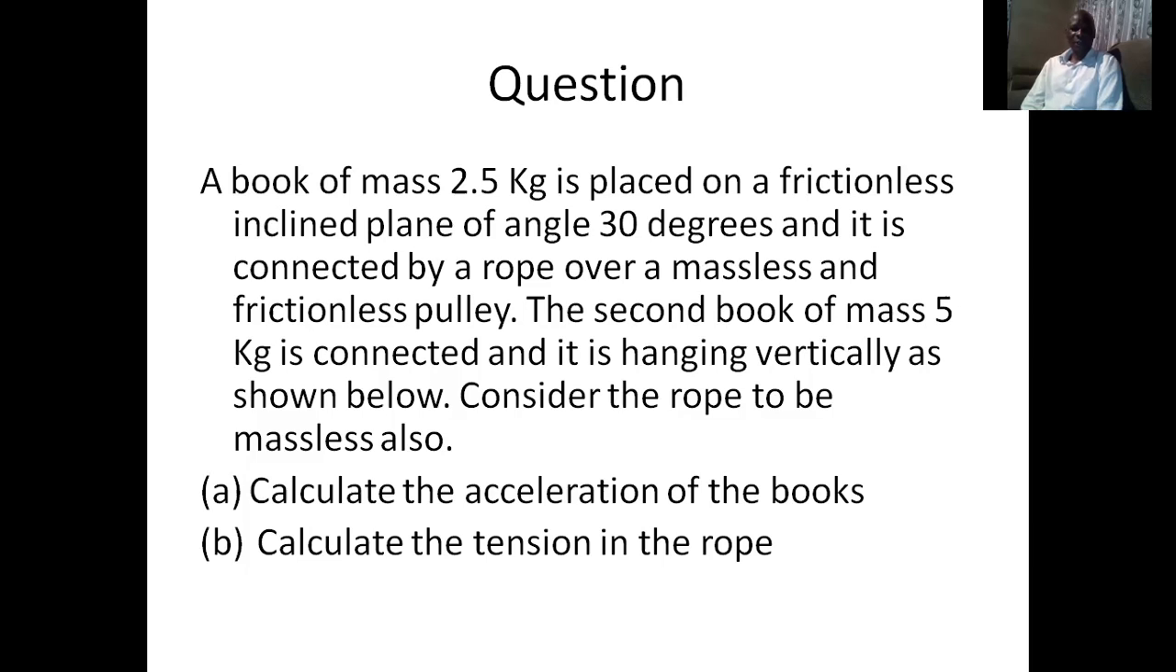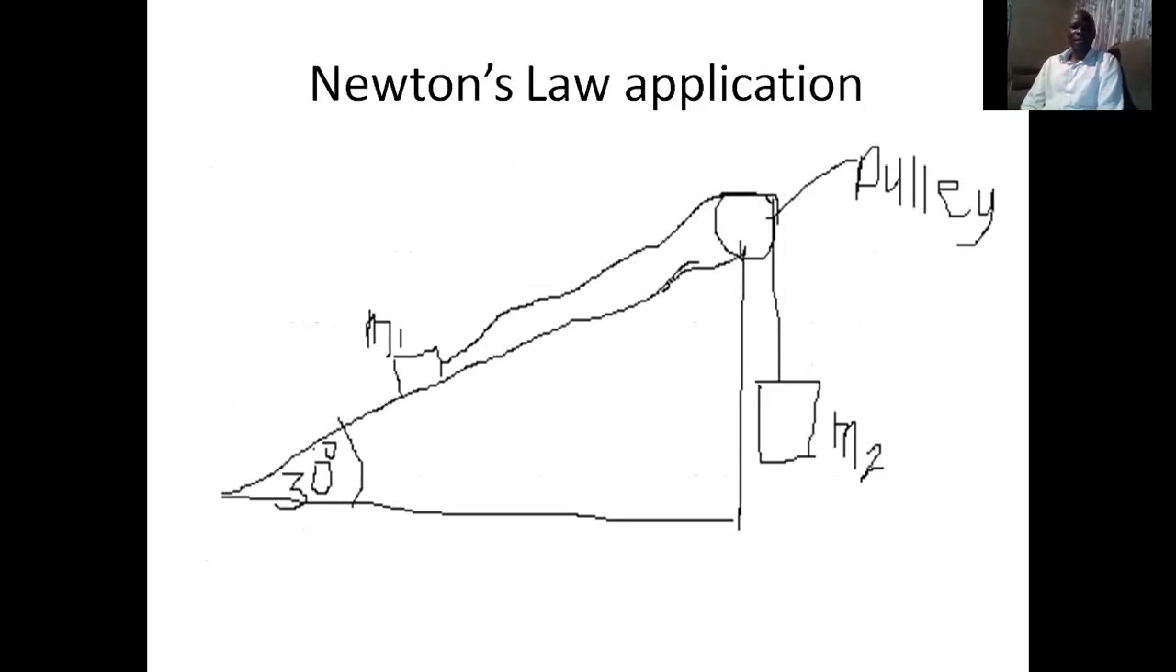I thought this is very important because the other questions which will come on the application of Newton's laws definitely consider friction. But for this particular one, we are not considering friction at all. So here is the question. We have a block here, mass one, and then another block here, mass two. This one is inclined at 30 degrees, and this is the pulley. This is the rope tying this block, and it goes over the pulley there, and this one is hanging vertically. These questions are very simple, as long as we understand the concepts.